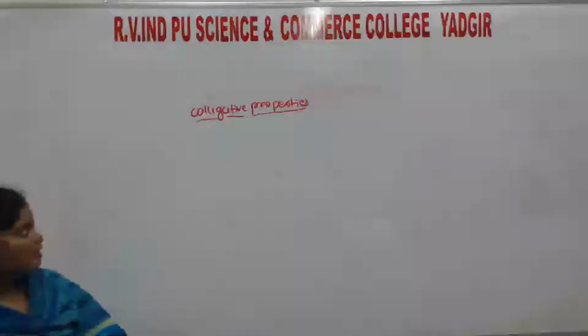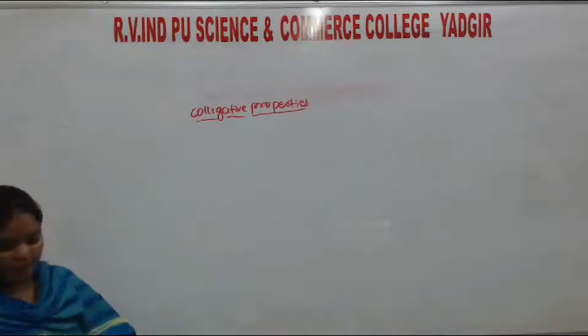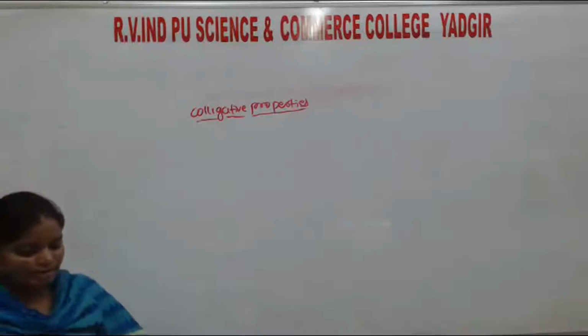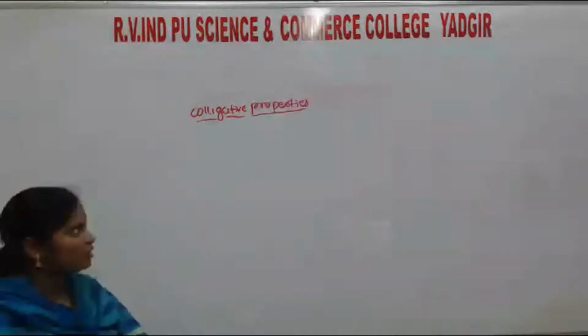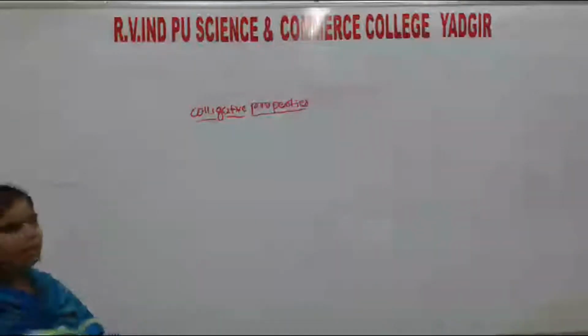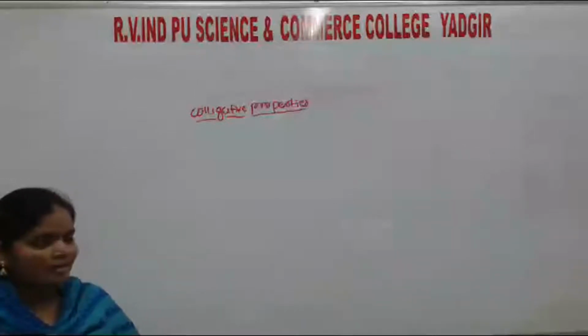In the last class, we discussed the determination of elevation in the boiling point by Landsberger's method. This is very important for a 5 mark question. In today's class, I am going to discuss the depression in the freezing point.